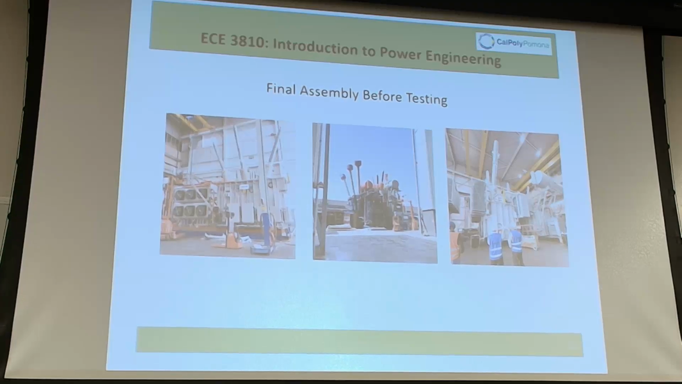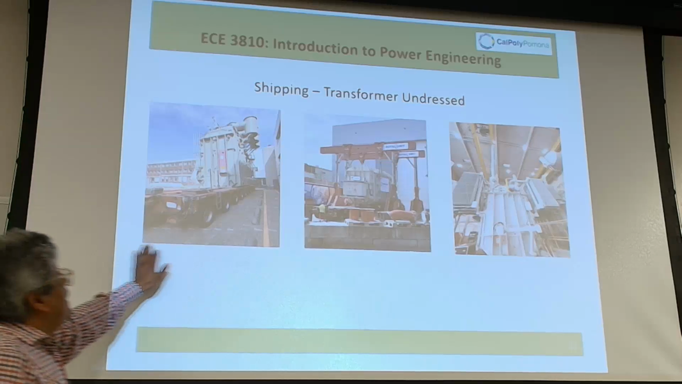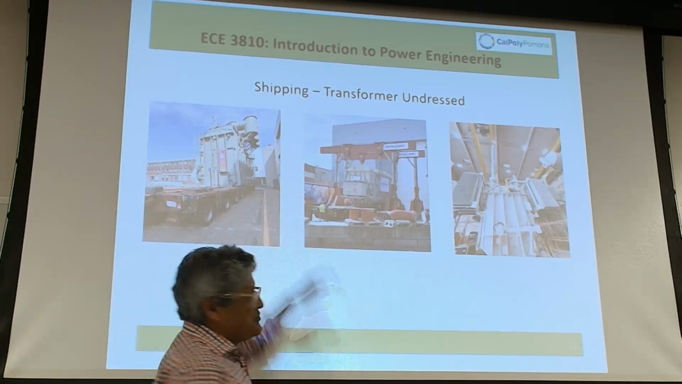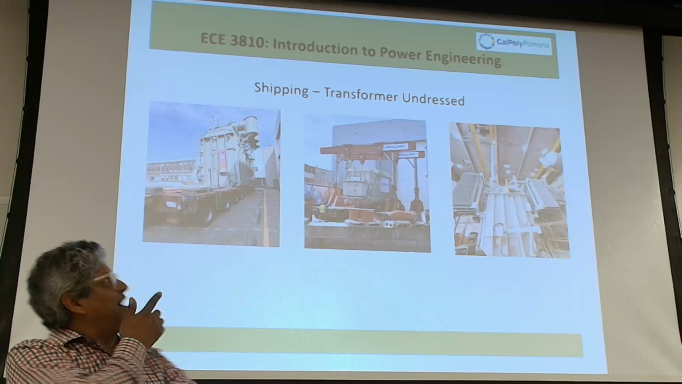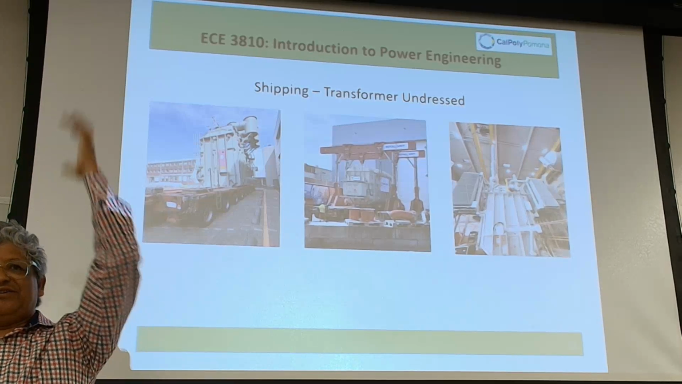That's the guy from Edison, my boss, in there. Here's right outside the factory. You can see there are two transformers right here that they're about to ship out. Do you see any insulators? There's a word called "undress." They undress them. They take all the insulators off.